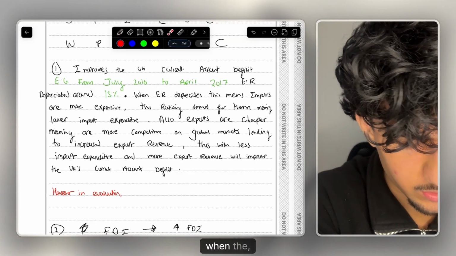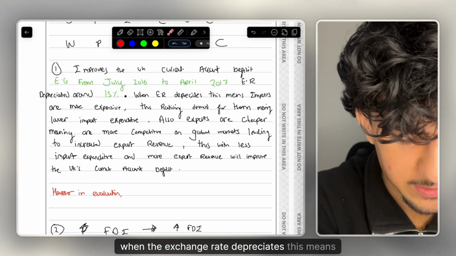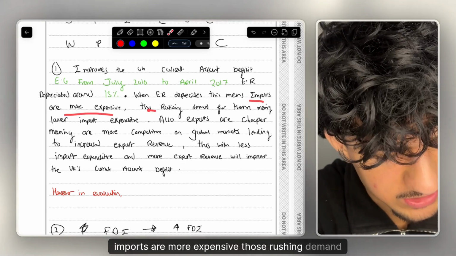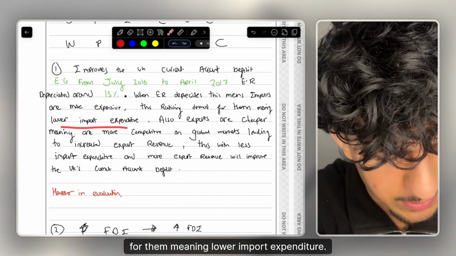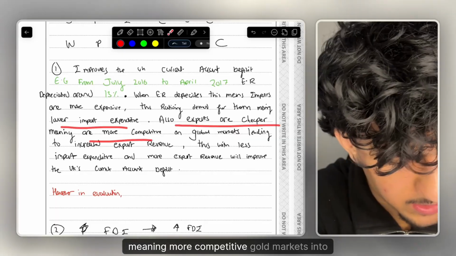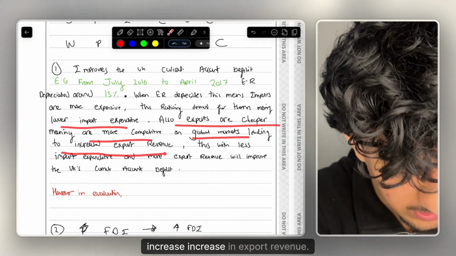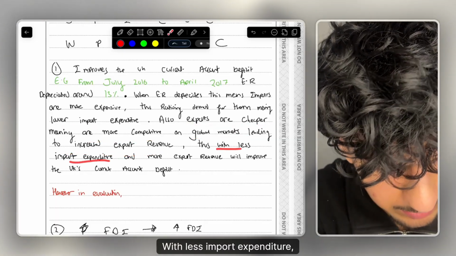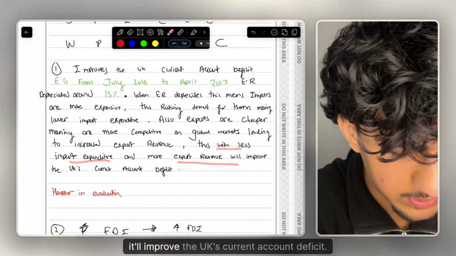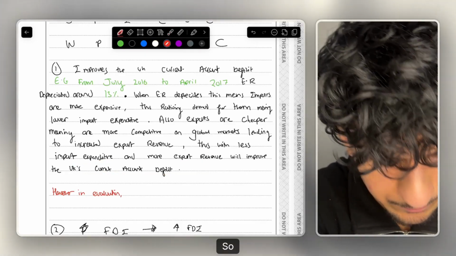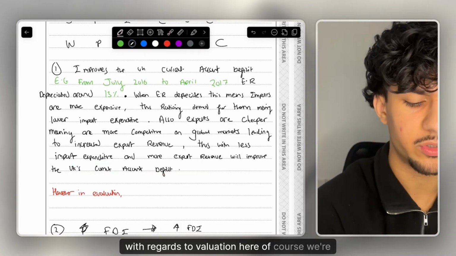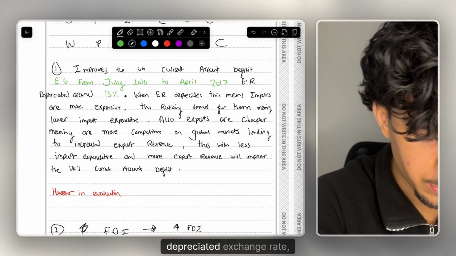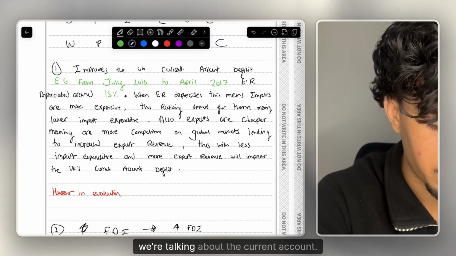So when the exchange rate depreciates, this means imports are more expensive, thus rationing demand for them, meaning lower import expenditure. Also, exports cheaper, meaning more competitive on global markets, leading to increase in export revenue. Thus, with less import expenditure, more export revenue, it'll improve the UK's current account deficit. So, with regards to evaluation here, of course, we're talking about depreciated exchange rate. We're talking about the current account.